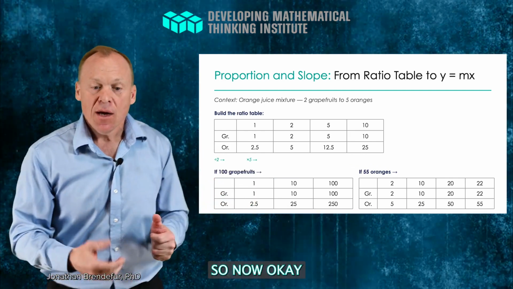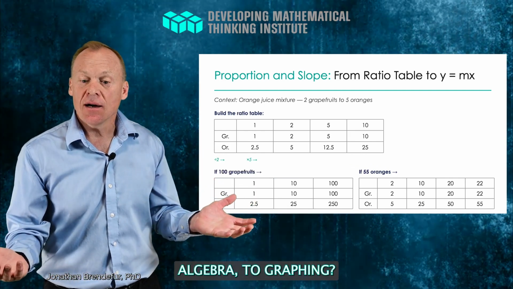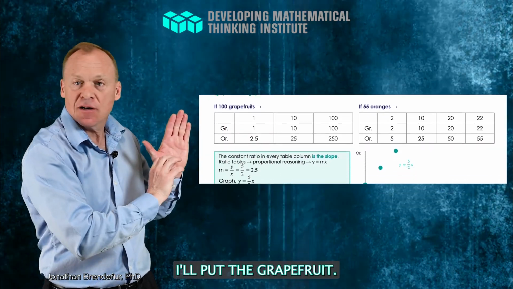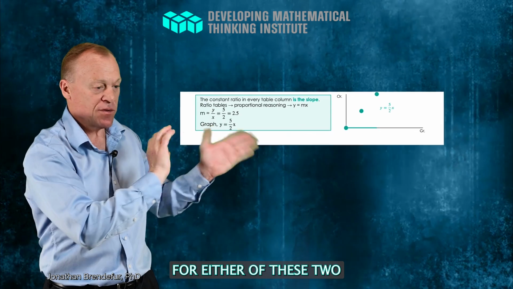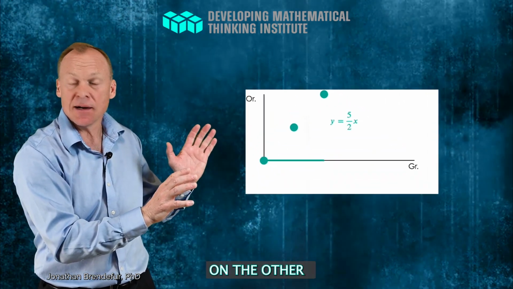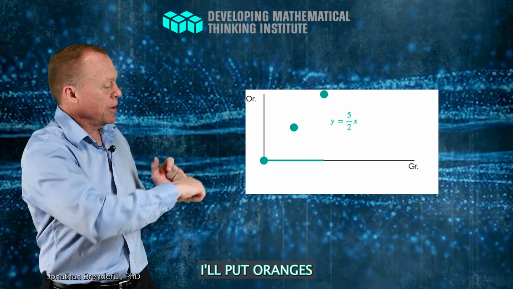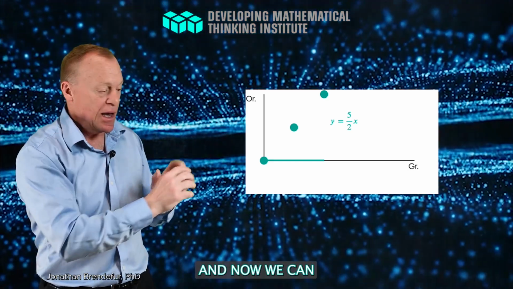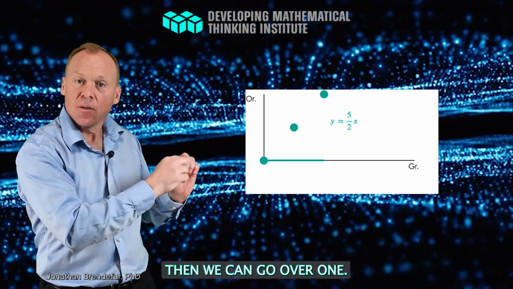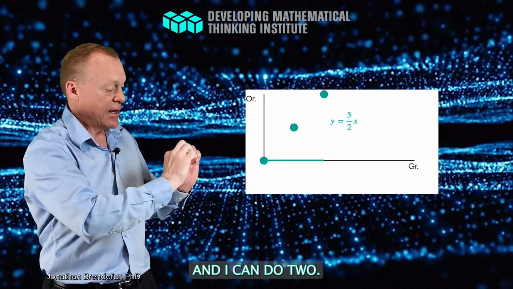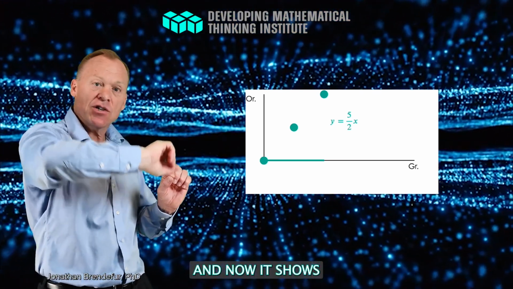So now, how does that relate to algebra, to graphing? On the y and the x-axis, it doesn't really matter which I put the grapefruit on for either of these two because one's not dependent on the other. Grapefruit on the x-axis, and then I'll put oranges on the y-axis, and now we can graph that out, 0 and 0. Then we can go over 1 grapefruit is 2.5 oranges, and 2 grapefruit is related to 5, and now it shows that graph.